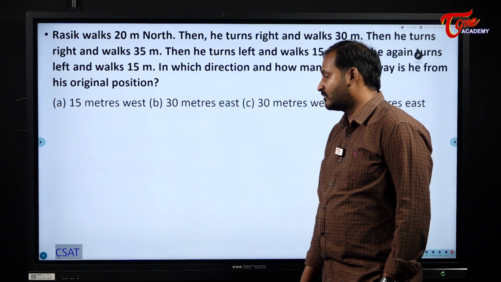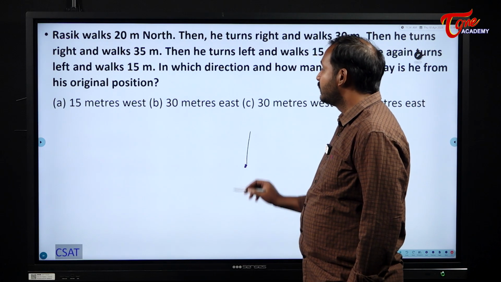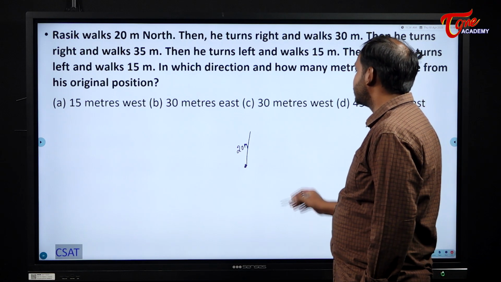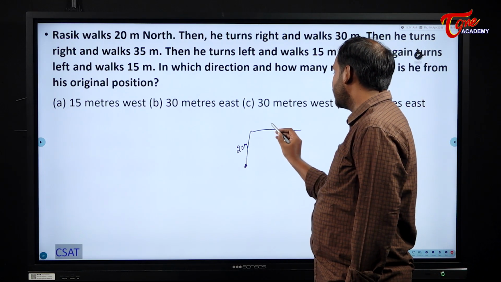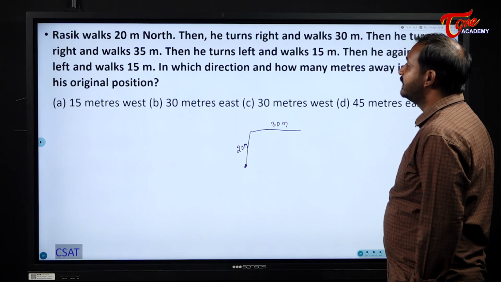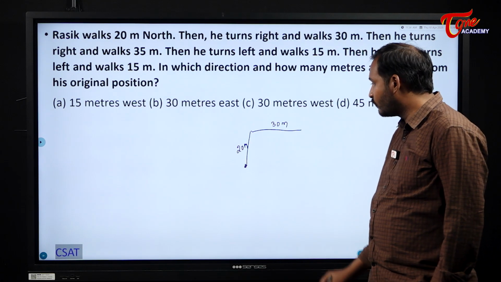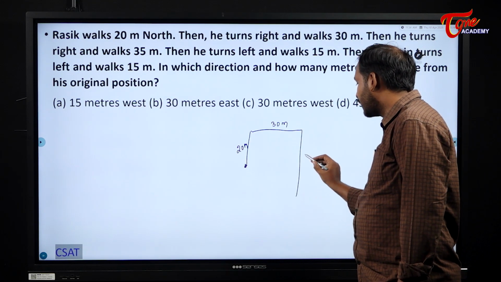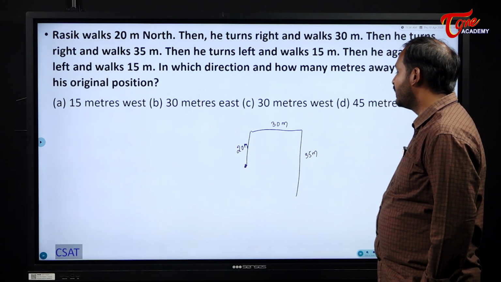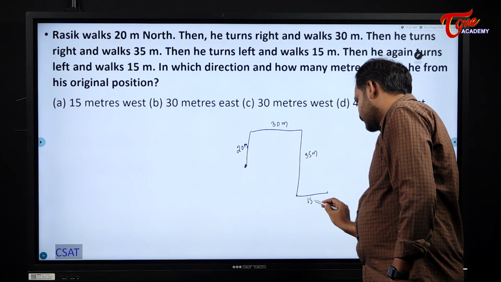Rasik walks 20 meters north. Okay, there is a person. Assume this is his starting point, and he walked 20 meters north. Then he turns right and walks 30 meters. Now he turned right and he walked 30 meters. Next, then he turns right and walks 35 meters. See, the person moving in this direction, turning right means downward, and he walked what distance now? 35 meters. Then he turns left and walks 15 meters. So once again turning left and walking 15 meters.